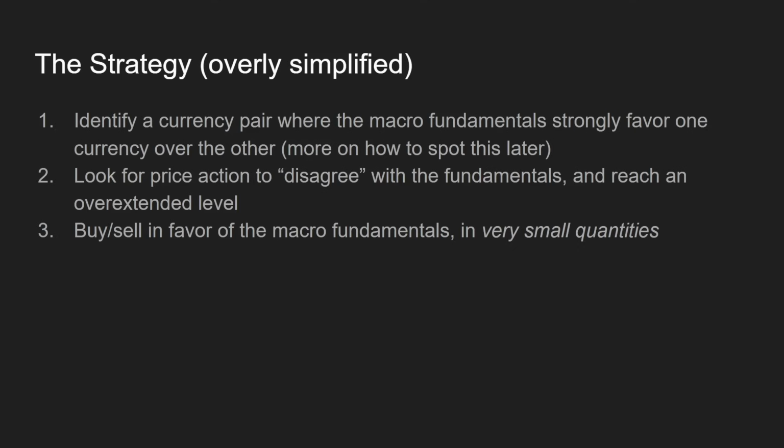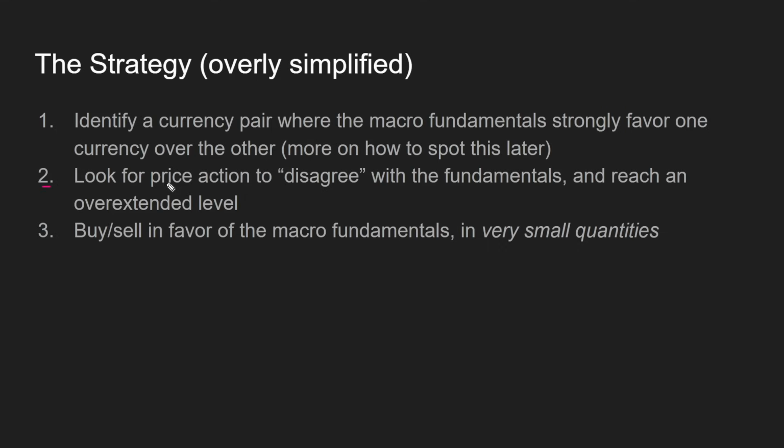First of all, this is going to be overly simplified here in this first segment. Step one is we're going to identify a currency pair where the macro fundamentals, which we'll talk about in a second, so don't let that scare you, strongly favor one currency over the other. Let's say we're looking at the euro against the US dollar. We want to look for scenarios in which one currency looks very strong and one looks very weak. And we want to trade that strength differential on a fundamental basis. I will show you the high-level views of how I do that in just a second.